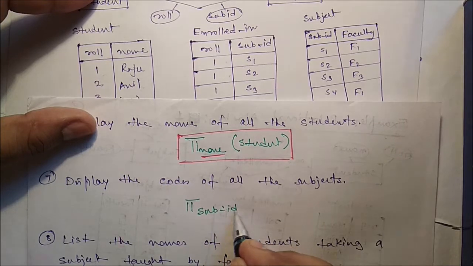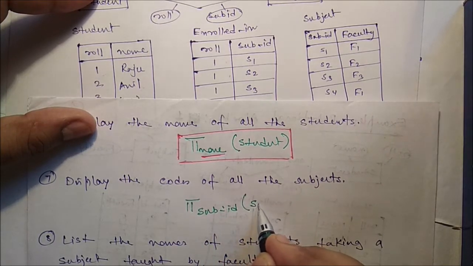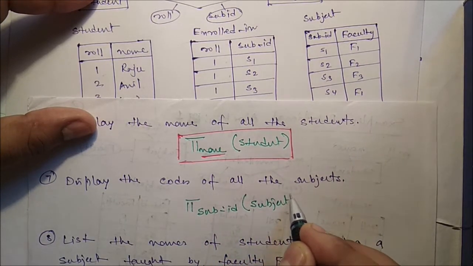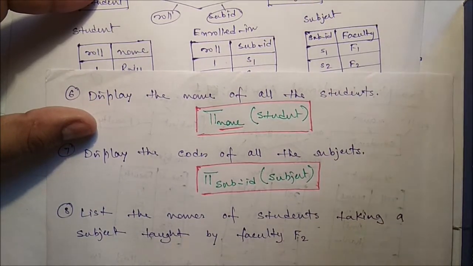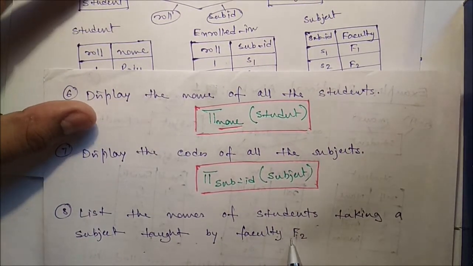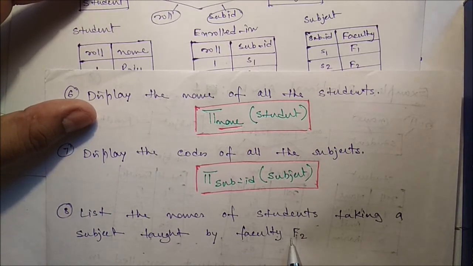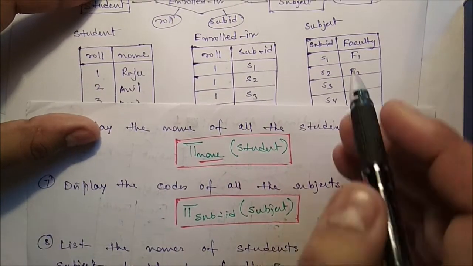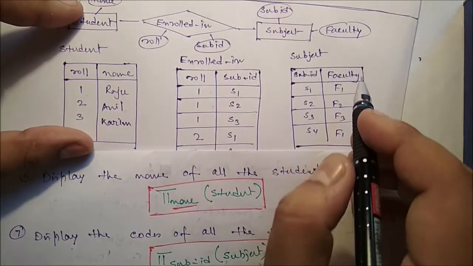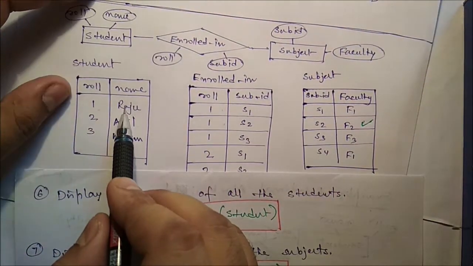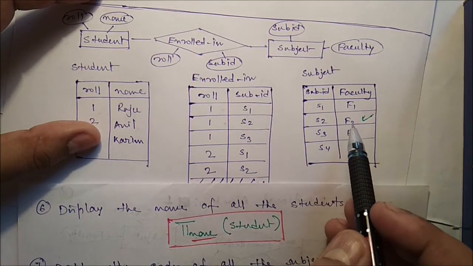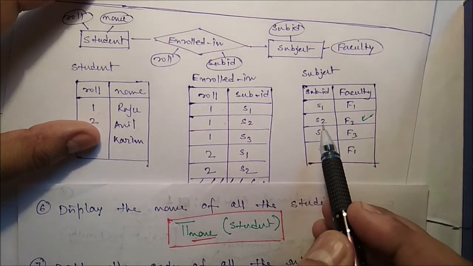Okay, subject ID from the table subject. Next query is: list the name of students taking a subject taught by faculty F2. Okay, so faculty name F2, it is there. But we need the name of the students. That means faculty F2 who taught the subject S2.